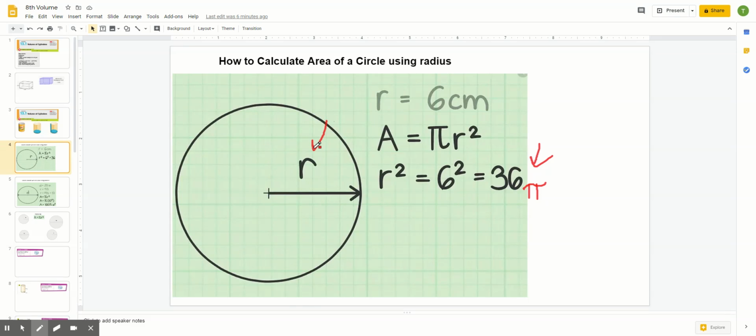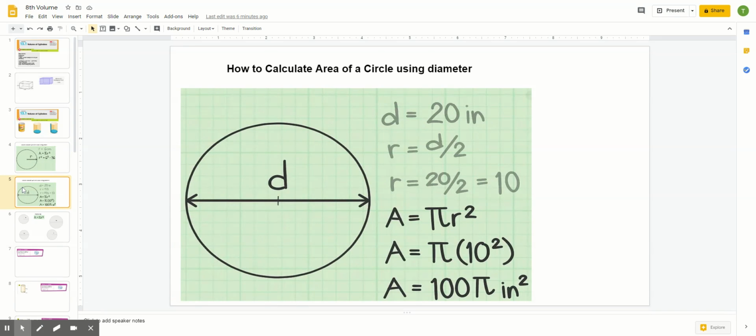Again, find the radius, square the radius, use pi, and when asked for you to do so, times it by 3.14. The other type of problem you're going to see is this one, where you're going to see the diameter. They're going to give you the distance across. Do not square that. You have to then find what the radius would be. All right, so you divide it by 2.